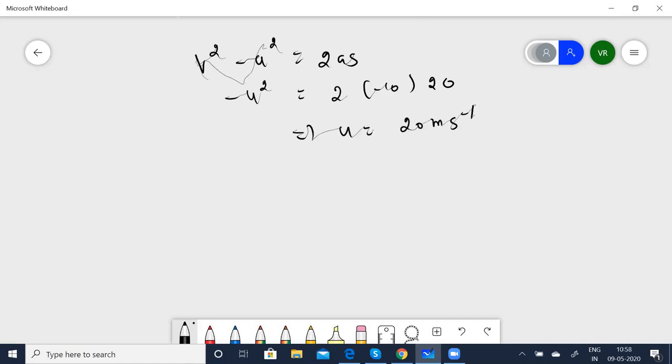Now we also know that v is equal to u plus at. So 0 is equal to 20 minus 10t, or from this we infer that t is equal to 2 seconds. So the ball has to return to his hand, so the total time is going to be 4 seconds. So each ball must be thrown at an interval of 4 by 4, that is 1 second, so that it can be maintained at a proper distance.